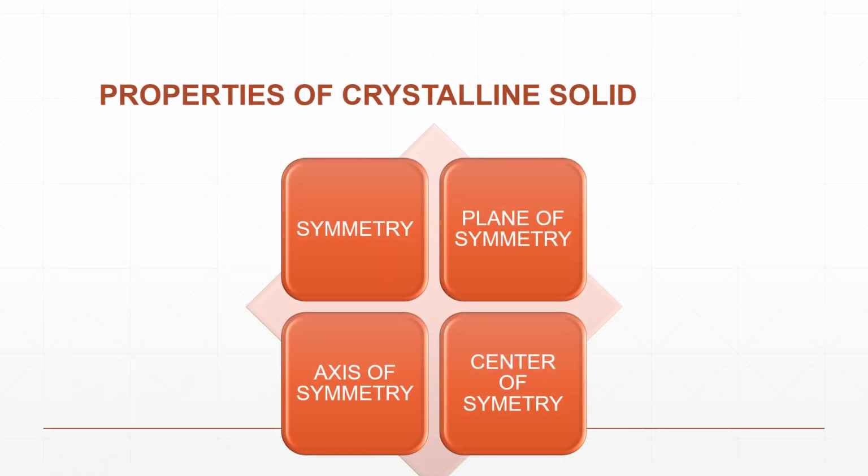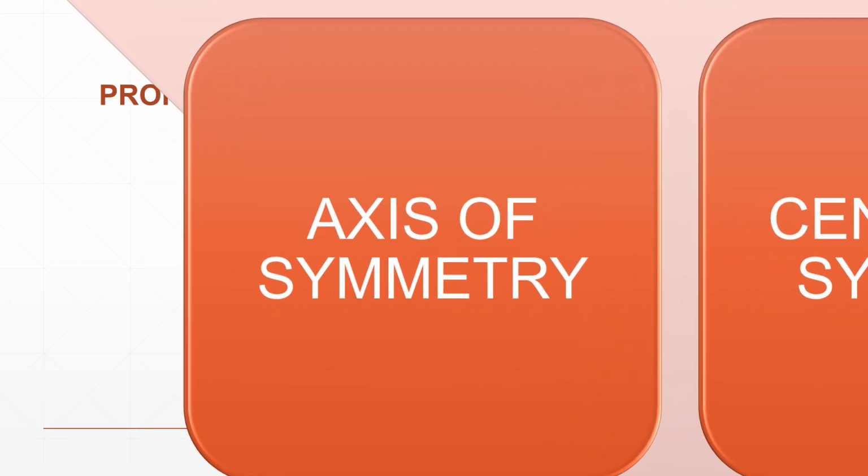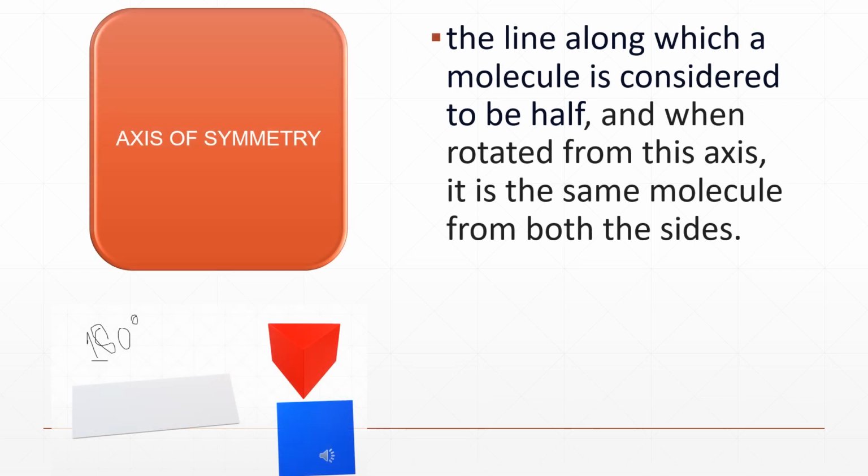After that, the axis of symmetry. Now the word axis explains itself. That means the dimension. The axis is the line along which a molecule is considered to be halved. And when it is rotated about its axis, it is the same molecule from both sides.